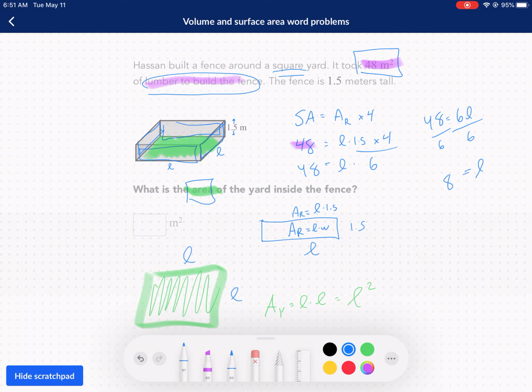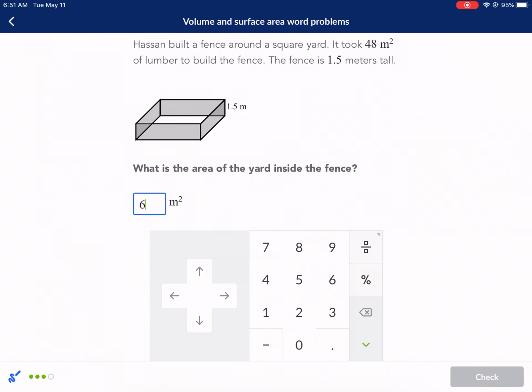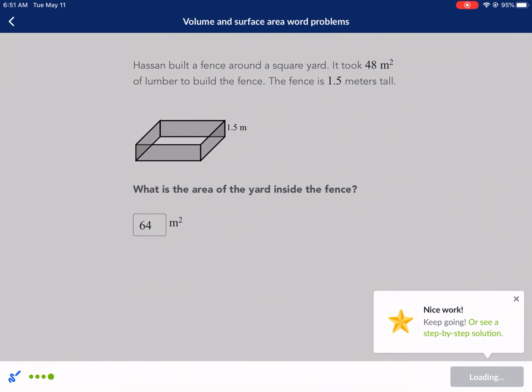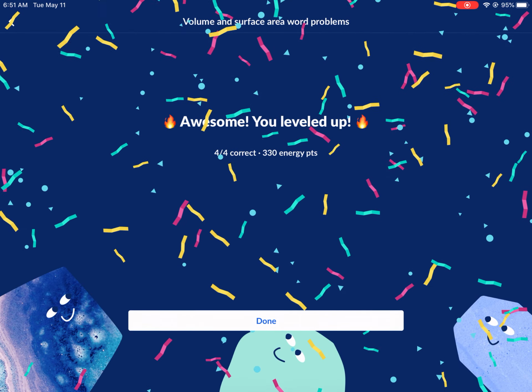Okay, we're almost done. So now that we have L equals 8, that means it's 8 meters in length. We can plug it in to our yard formula, and so we get area of the yard equals 8 squared, 64 meters squared for the yard. Check it. And we're done. 100%. Look at that. Awesome.